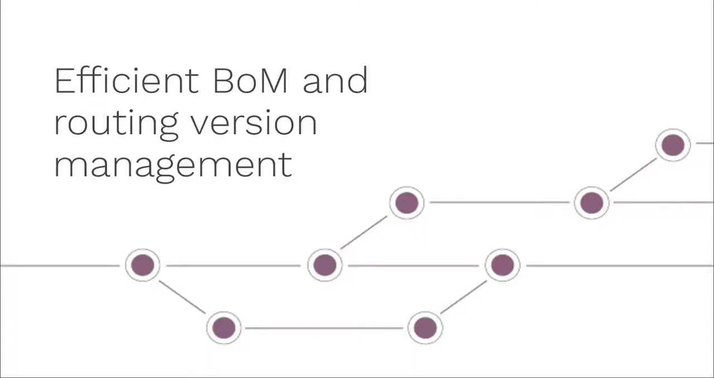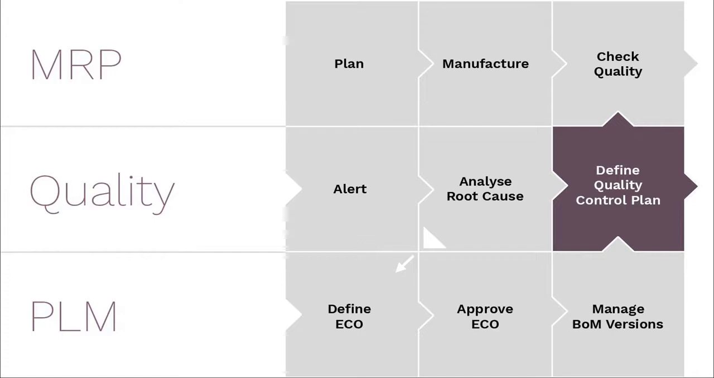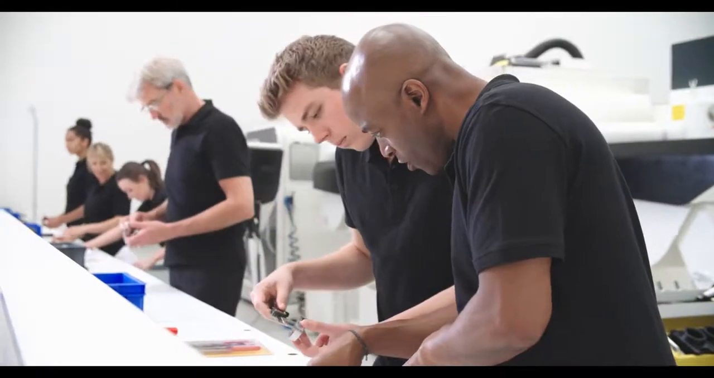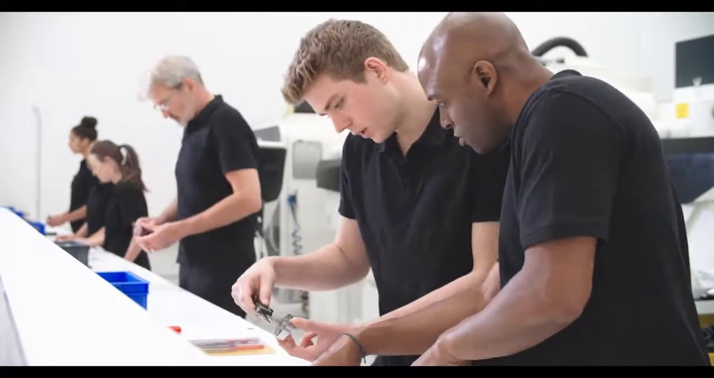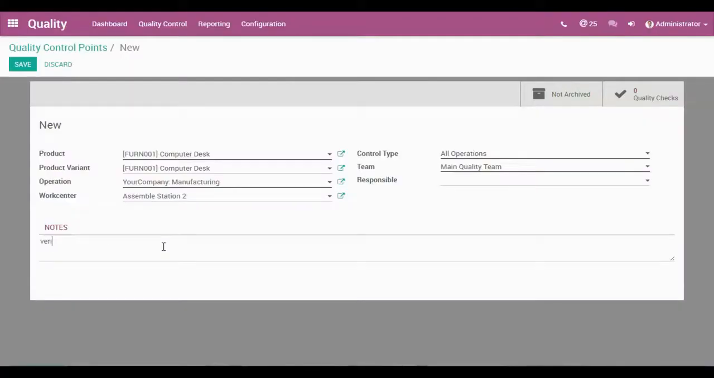It's easy to manage different versions of your BOM or routing with Odoo's powerful differentiate and merge features. When the engineering change order is deployed, you can check the first pieces produced with a quality control plan. Set up a new control point and the workers will receive instructions on their tablets.